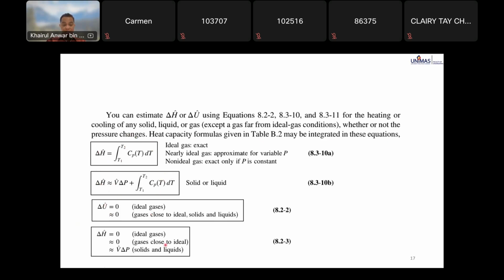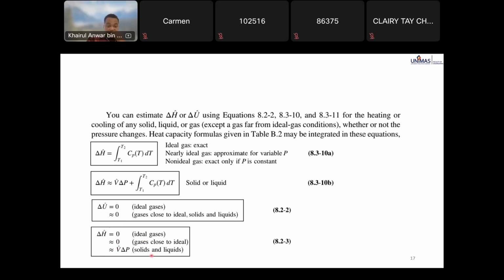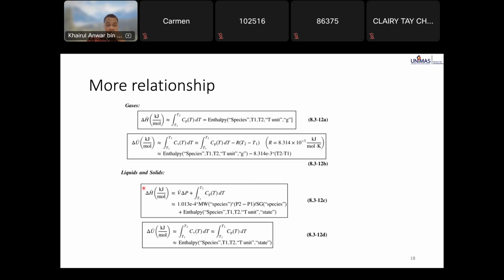This is for the ideal gas. So for ideal gas, this is for internal energy, delta U. For ideal gas, or gases close to ideal, solid and liquid, delta U is equal to 0. For delta H, ideal gas and gas close to ideal, delta H is also 0. But for solid and liquid, delta H is equal to V delta P. This is for gases.